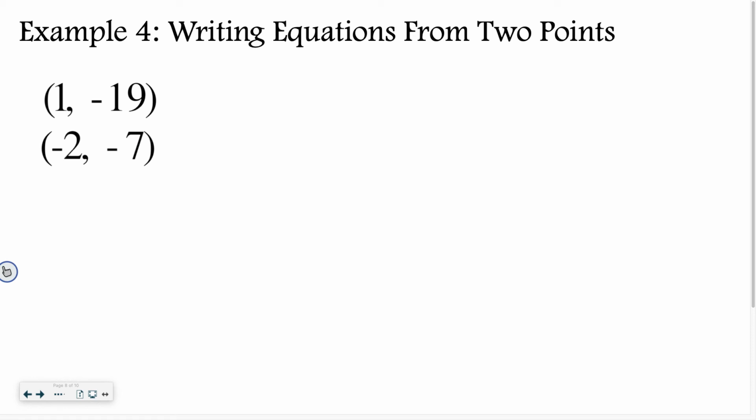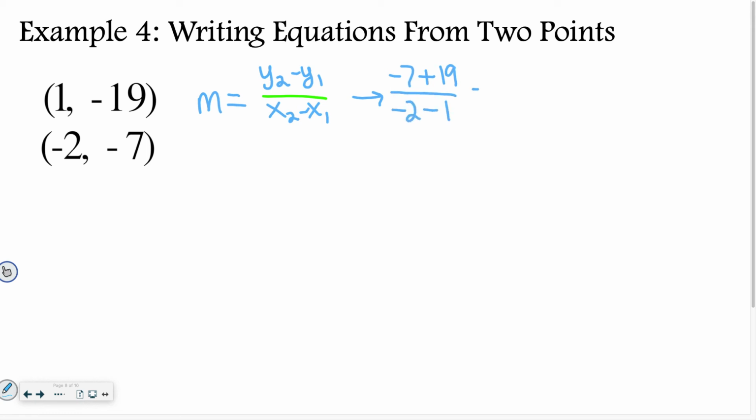All right, now let's do our last example type, which is writing equations from 2 points. So this is going to be really similar to what we've already been doing, except we are going to need to find the slope first. So remember, we need to solve for slope. That's y2 minus y1 over x2 minus x1. Okay, so if I do that, I'm going to take negative 7 minus a negative 19 over negative 2 minus 1. So that becomes a 12 over a negative 3, where my slope is negative 4.